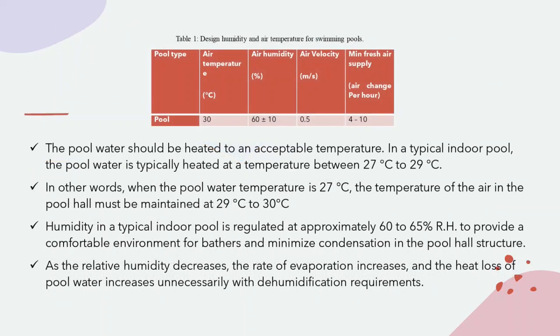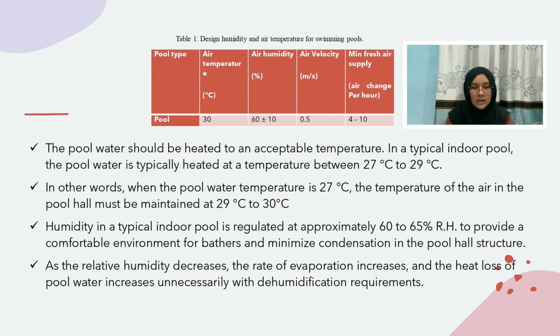So next, this is the dehumidifier and air temperature we set for the swimming pool. Air temperature 30 degrees, air humidity 60%, air velocity 0.5, and minimum fresh air supply is 4 to 10. The swimming pool water should be heated to an acceptable temperature. In a typical indoor pool, the water is typically heated to between 27 and 29 degrees Celsius. In other words, when the pool water temperature is 27, the temperature of the air in the pool hall must be maintained at 29 to 30 degrees Celsius.